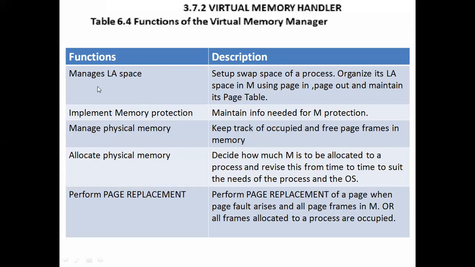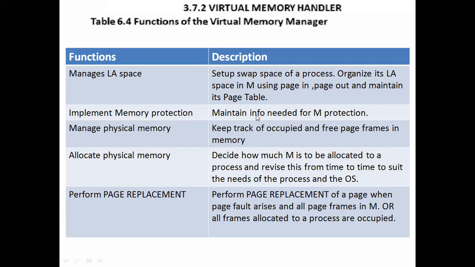So starting with managing the logical address space, what does it mean? Managing the logical address space means to set up a swap space for a process. Again, recall the meaning of a swap space: a swap space is nothing but a small area reserved in the hard disk, where we can store the pages of a process. The second function is to organize its logical address space in memory using page in and page out, and also maintain its page table. All this operation comes under the management of the logical address space.